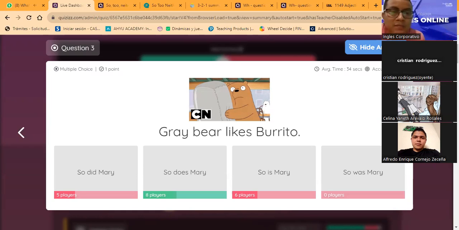Si yo quiero decir yo también sería so do I. Pero como ahí usamos que Mary es la persona que está en agreement con la idea, es so does Mary. No sé si se entiende esta, porque es does. Clase. ¿Qué preguntas tienen? No sé si está confuso.